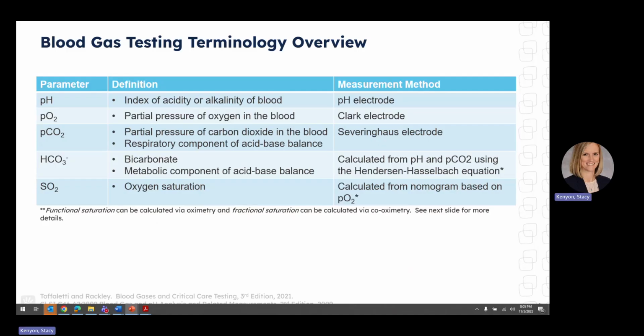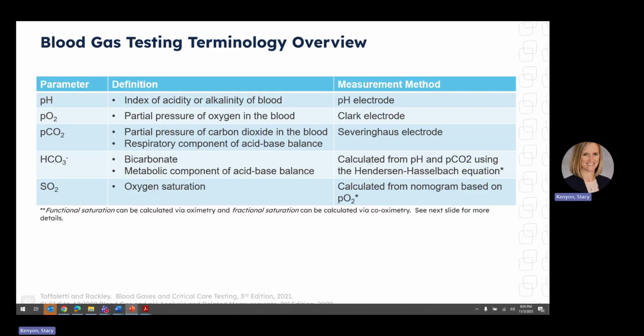Before continuing, I do want to take a couple minutes just to review some basic blood gas terminology. Again, this is just to assure that we're all aligned as we work through the presentation. And again, I will not be discussing the physiologic acid-base balance or the interpretation of blood gas results. But I do want to take a moment just to go through these terms as I will be using them later in the discussion.